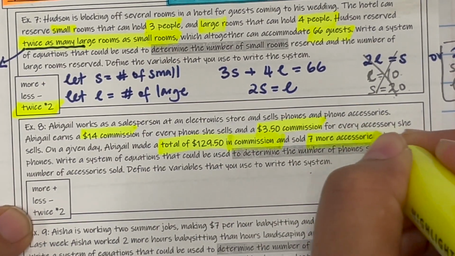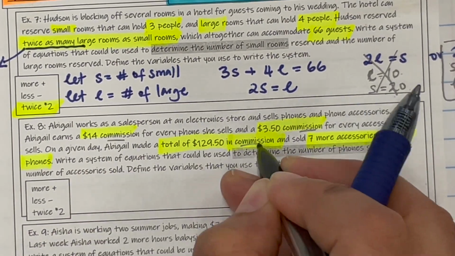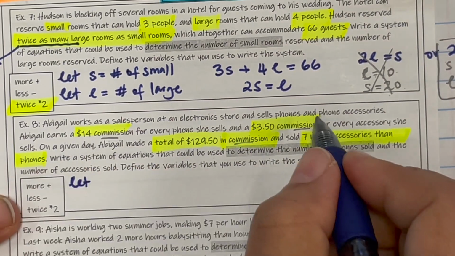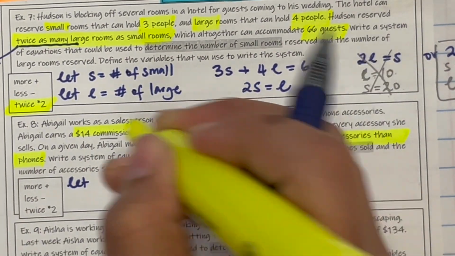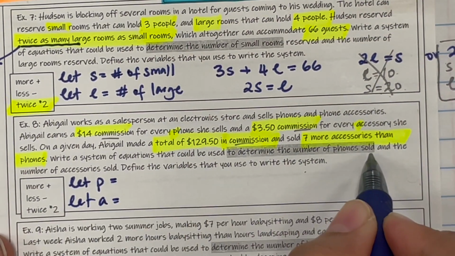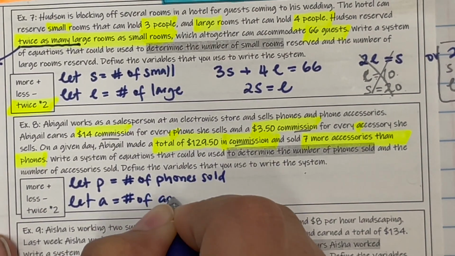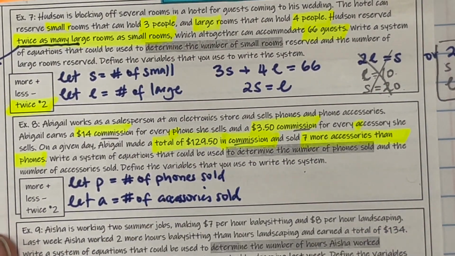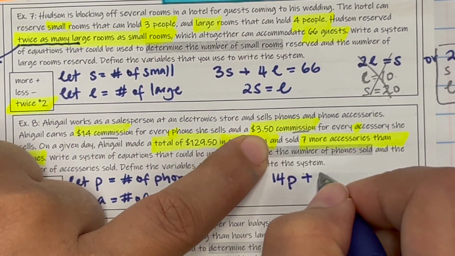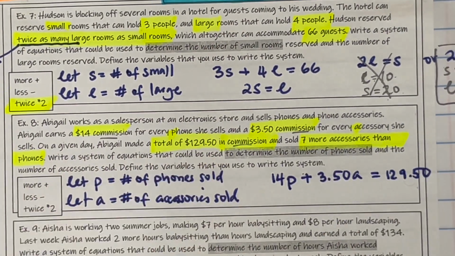All right, let's do another one. So again, highlight all your numbers. This time we have 7 more accessories than phones. What does more than mean? More than is plus, okay? Let's define our variables. We'll use P for phones and A for accessories, and the question says the number of phones sold, the number of accessories. The first equation is to find the 3 words, commission, commission, commission, and then write it out.